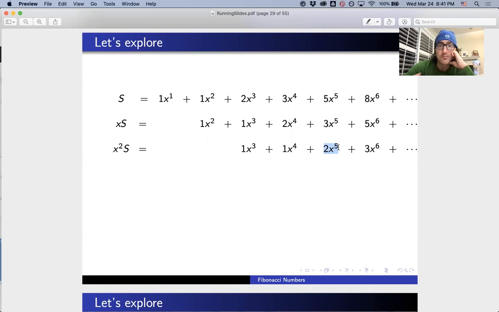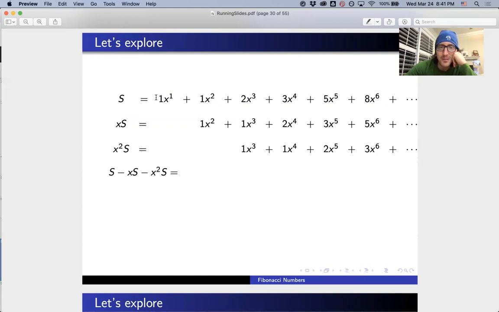That's super awesome. Now I'm going to point out something super exciting: if I take the top line, S, and subtract off the next two lines, let's see what happens.